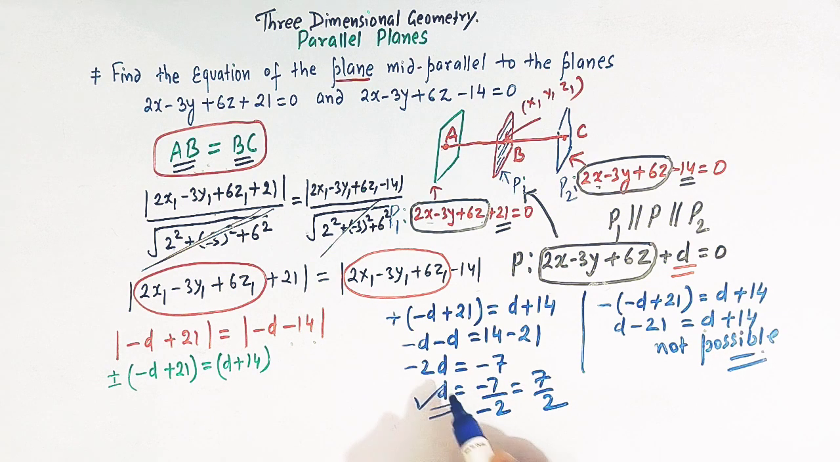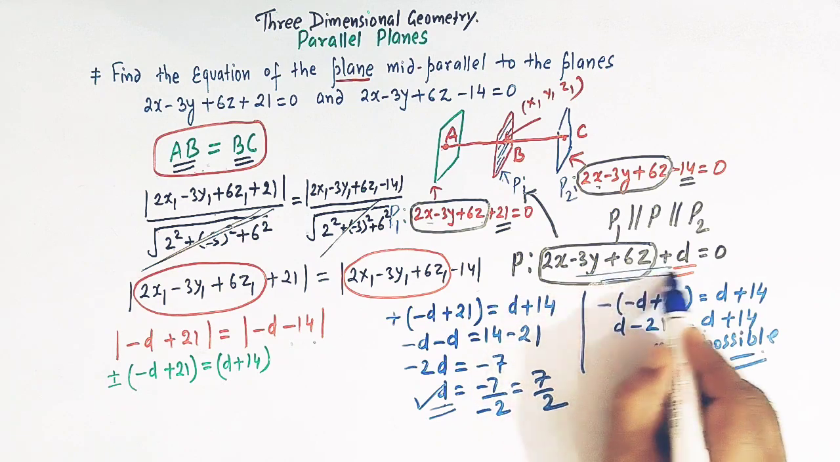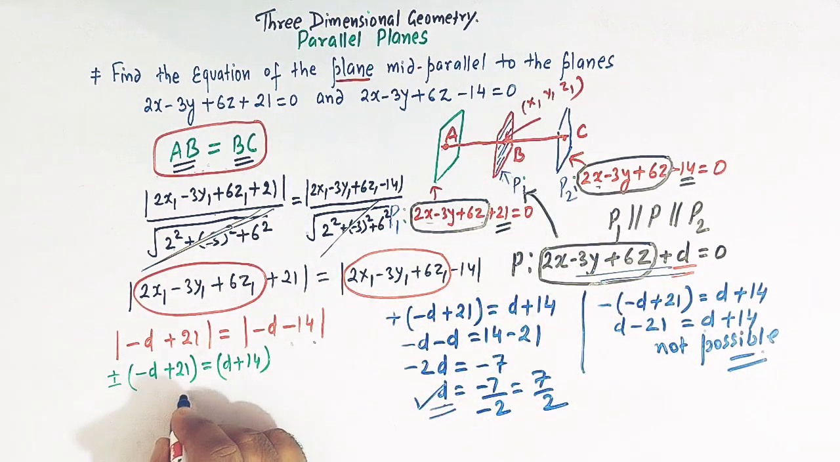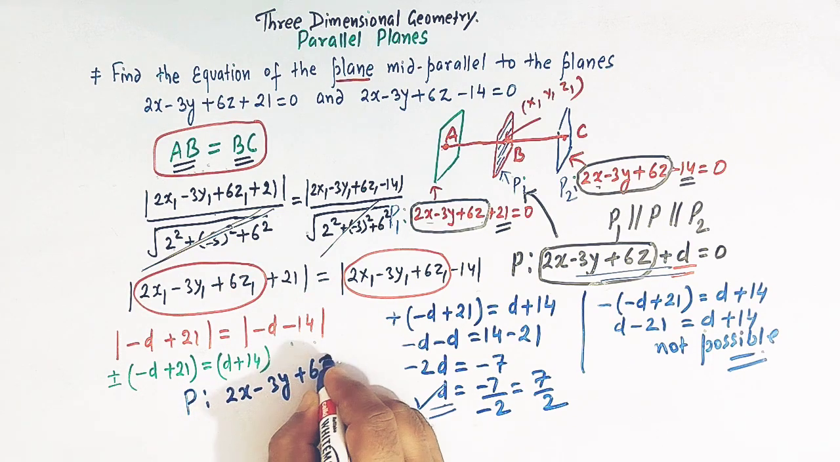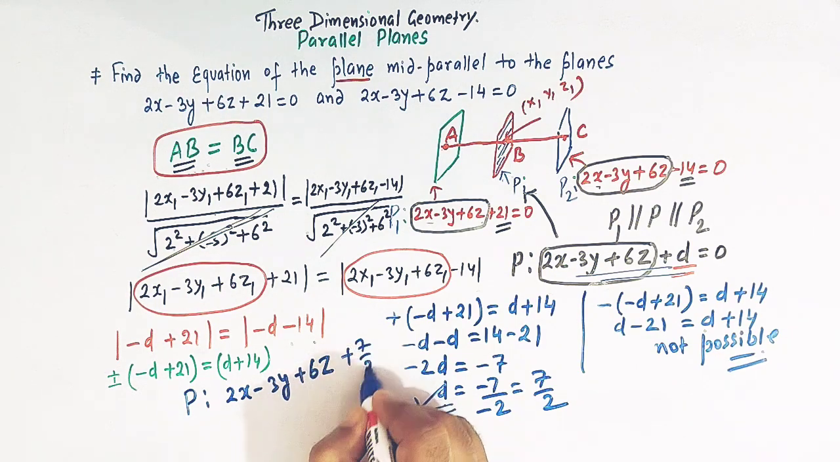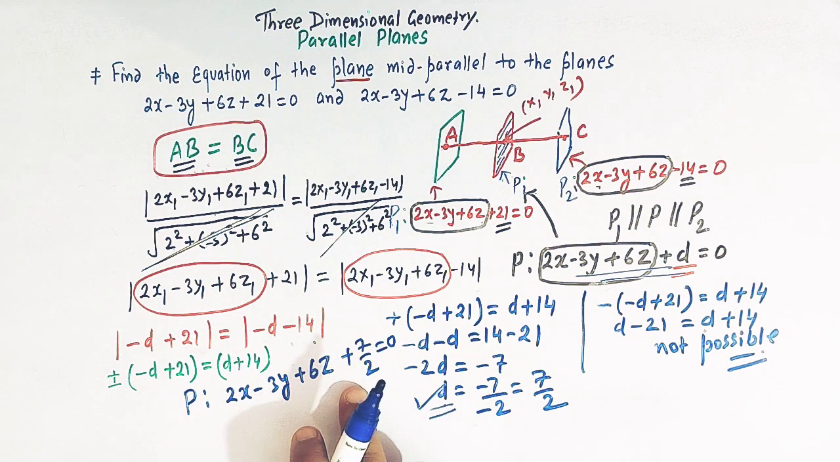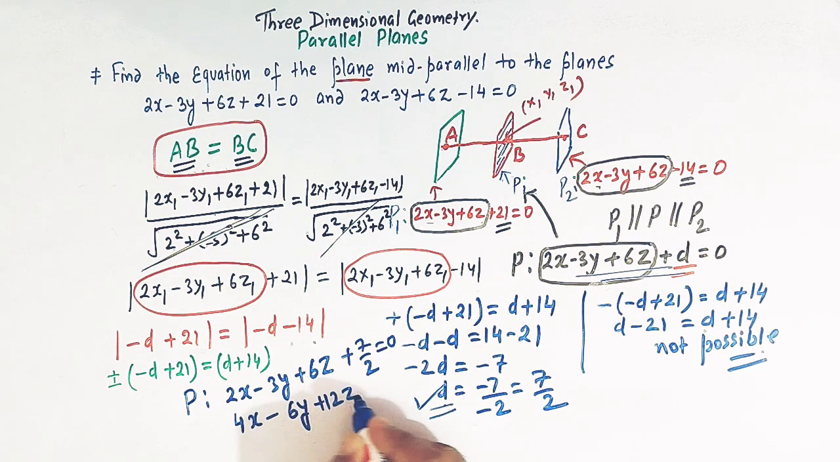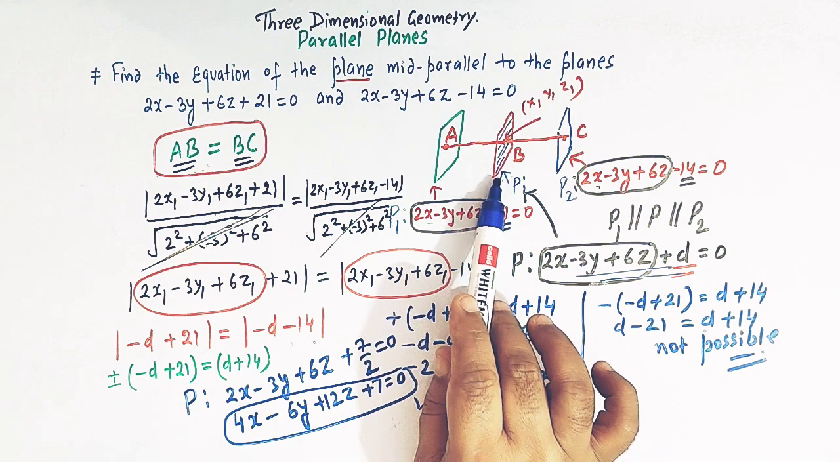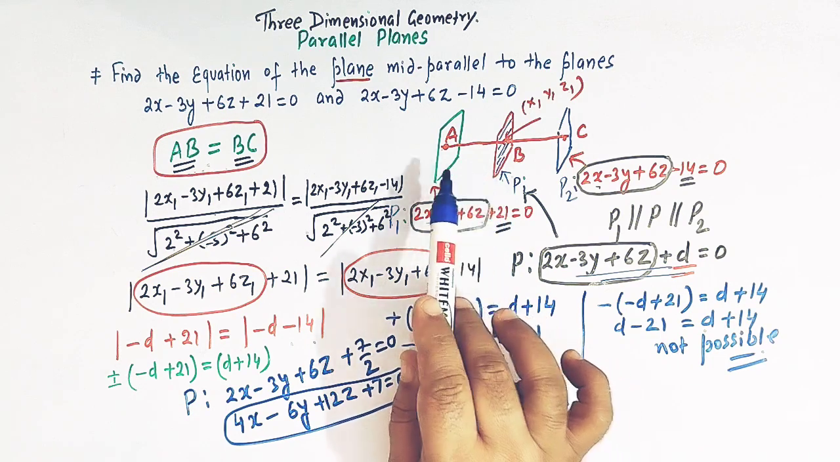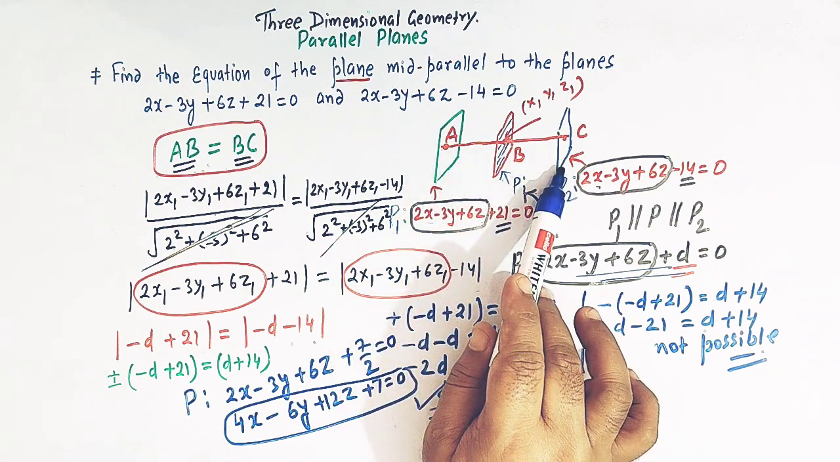So now substituting this value of d in this equation, the equation of this plane P can be written as 2x - 3y + 6z + 7/2 = 0, right? And multiplying both sides by 2, we'll get 4x - 6y + 12z + 7 = 0, right? So this is the required equation of this plane P, which lies mid-parallel to these two given planes, right?